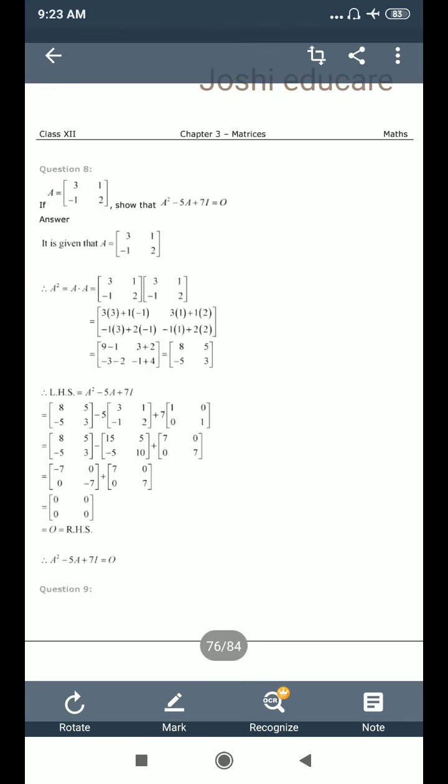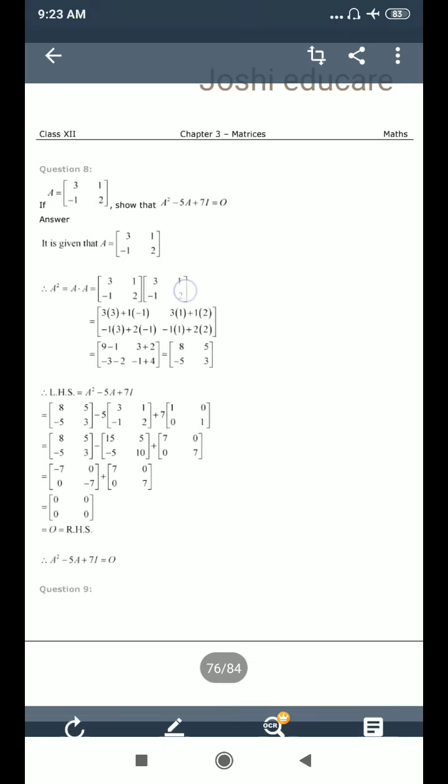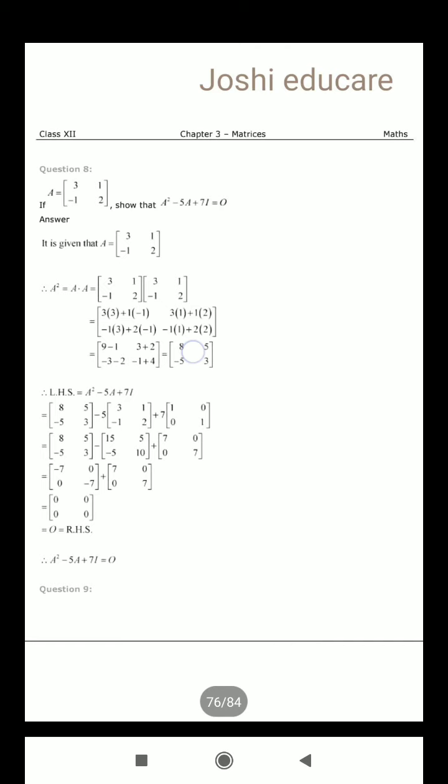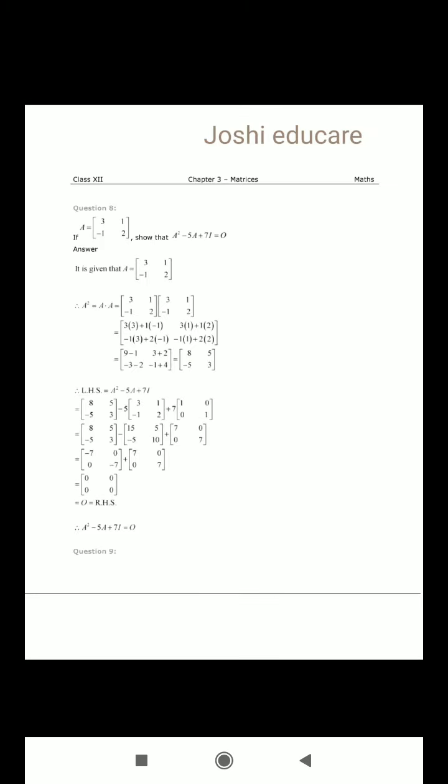Question number 8 is there. A is given. Show that A square minus 5A plus 7I is equal to O. Similar type of question we have already done in previous exercises also. So it's quite simple. First of all, to get A square, we'll multiply A with A. You multiply both, you will get this as the answer. So try these questions yourself. I'm just explaining the way.